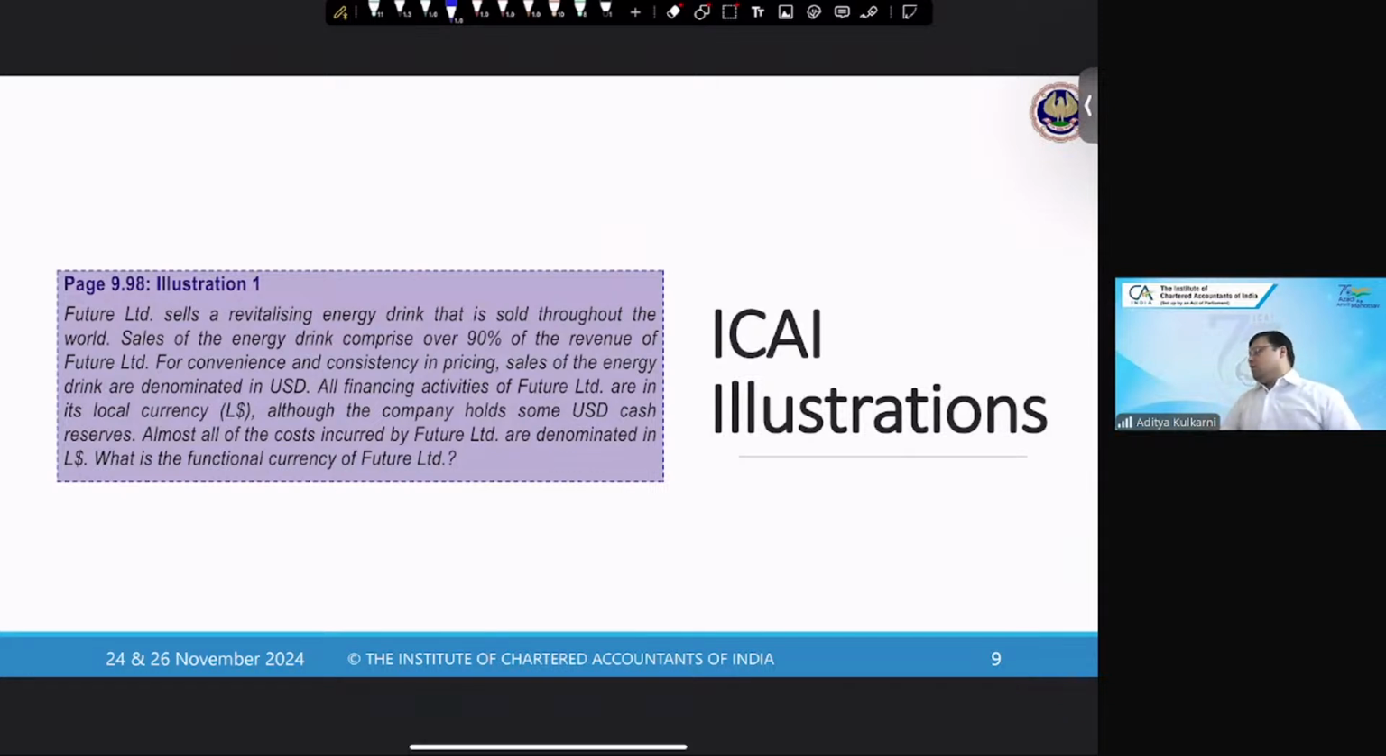All right. Future Limited sells a revitalizing energy drink that is sold throughout the world. Sales of the energy drink comprise over 90% of the revenue of Future Limited. For convenience and consistency in pricing, sales of the energy drink are denominated in US dollars. All financing activities are in its local currency, L dollar, although the company holds some USD cash reserves. Almost all the costs incurred by Future Limited are denominated in L dollars. What is the functional currency of Future?